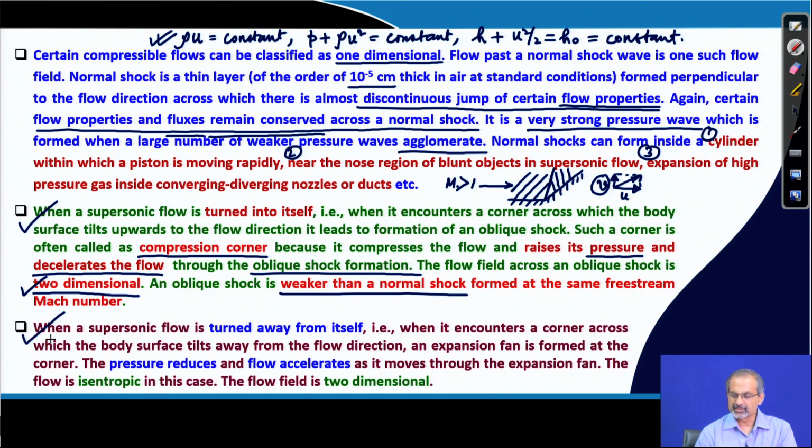and there is an opposite phenomenon happening, leading to formation of an expansion fan when a supersonic flow crosses a corner where the flow is turning away from itself. Why is it turning that way? It is because the body surface tilts away from the flow direction. So, you see that happening here.